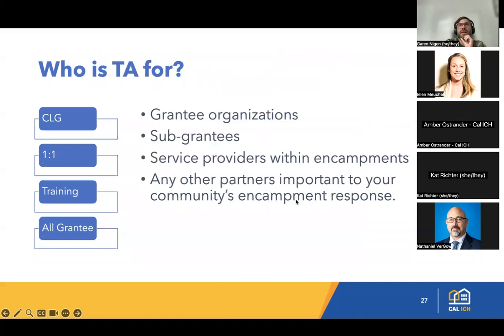But first, I wanted to make a note about who TA is for. TA is for lots of different people. It's for you as grantee organizations. Obviously, TA is for you. It's also for sub-grantees, other folks who are administering a part of the grant. It's also for any service providers within encampments who are important to your encampment response, or anyone else that you think is important to your community's encampment response.